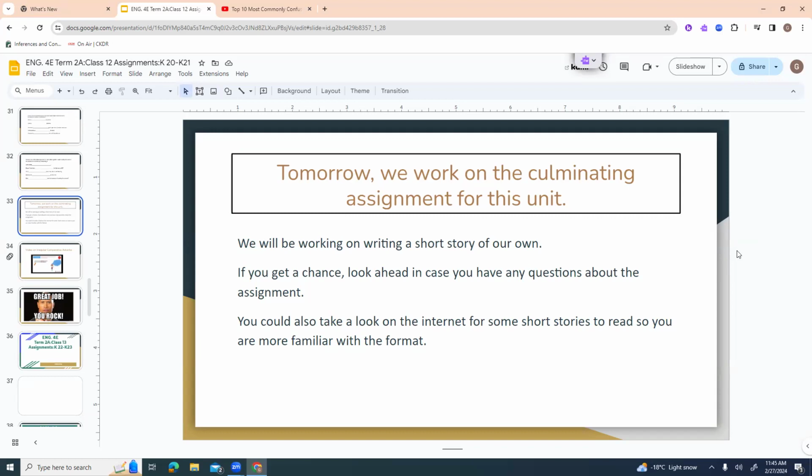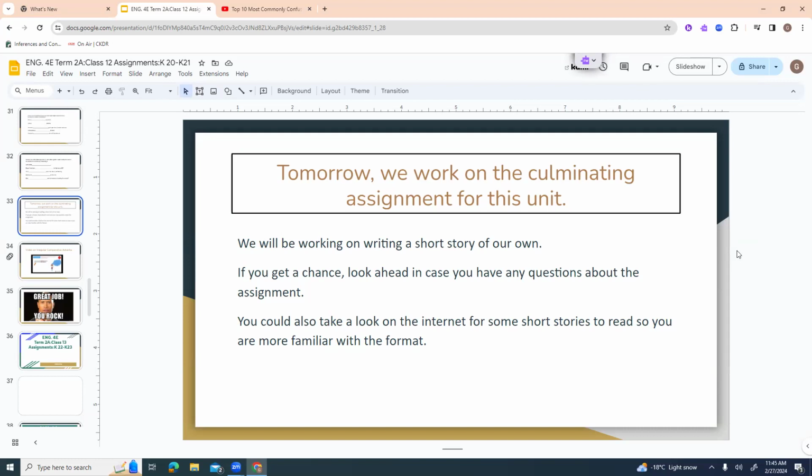You could also take a look on the internet for some short stories to read so you're more familiar with the format. A lot of people, once they're done school, read novels or news articles, but they don't really read short stories. Although short stories are very similar to novels, they do have some really big differences. Some that you might find, the monkey's paw is really a classic one.